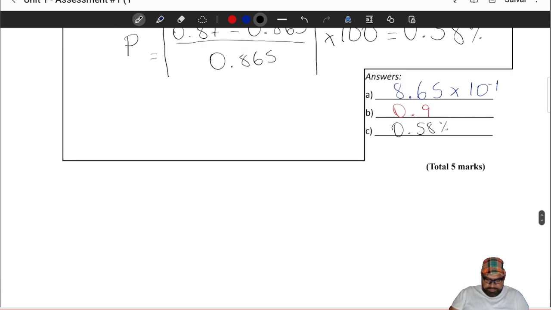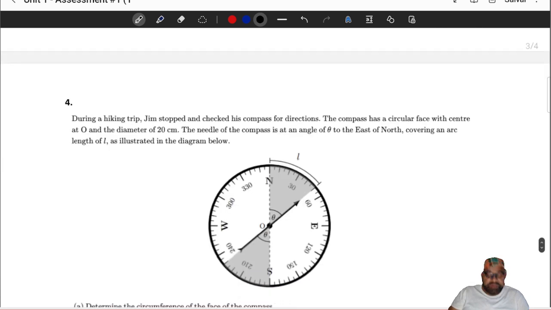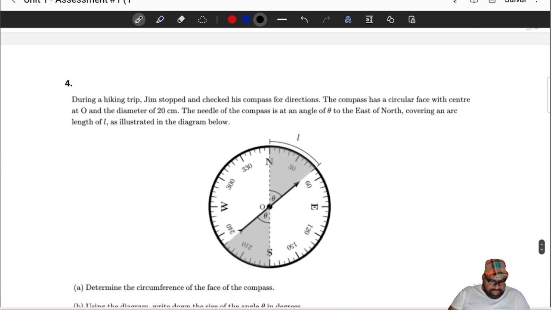Number 4. During a hiking trip, Jim stopped and checked his compass for directions. The compass has a circular face with center at O and a diameter of 20 centimeters. The needle of the compass is at an angle of theta to the east of north, covering an arc length of L, as illustrated in the diagram below.